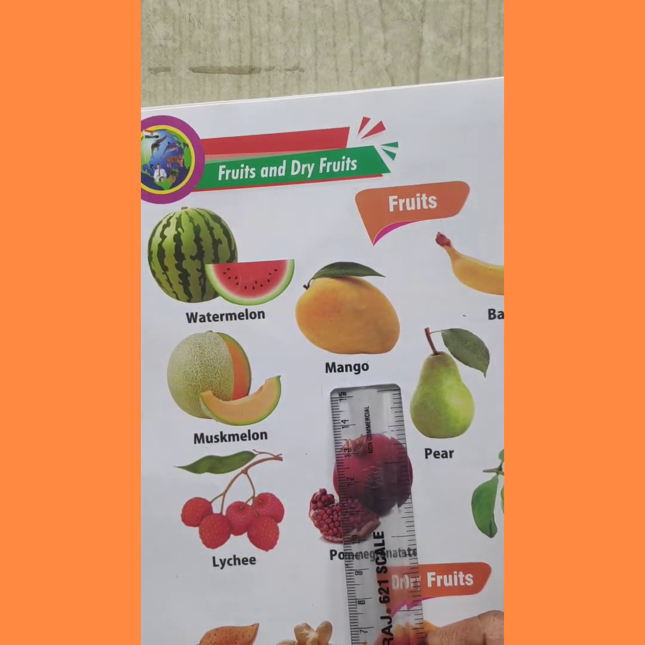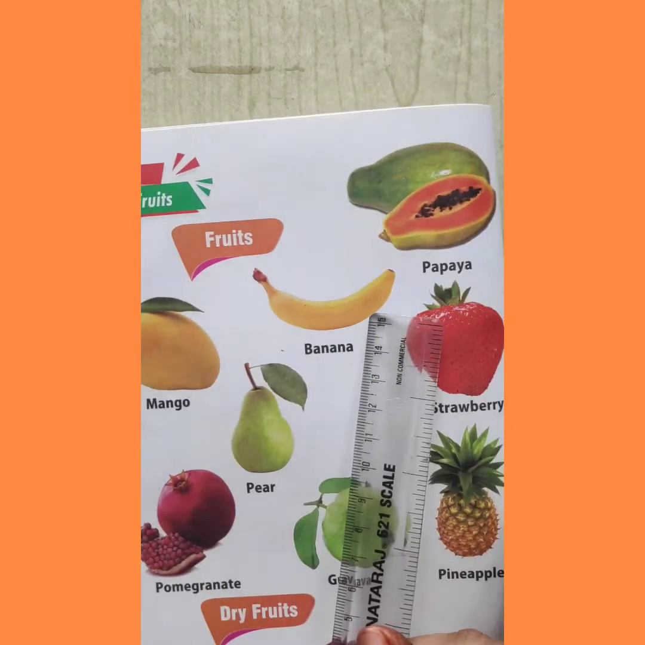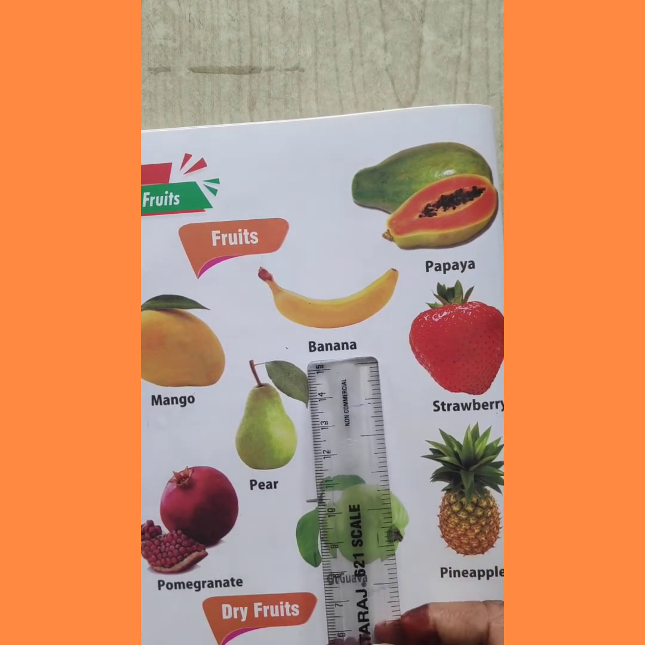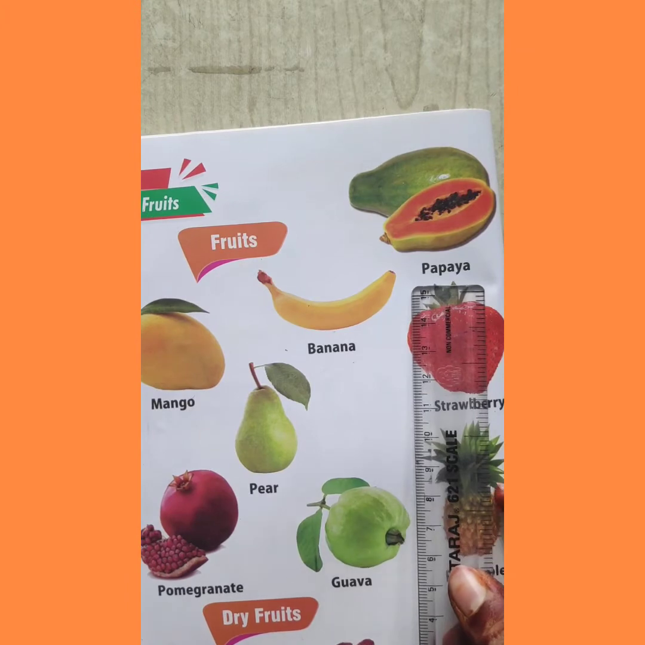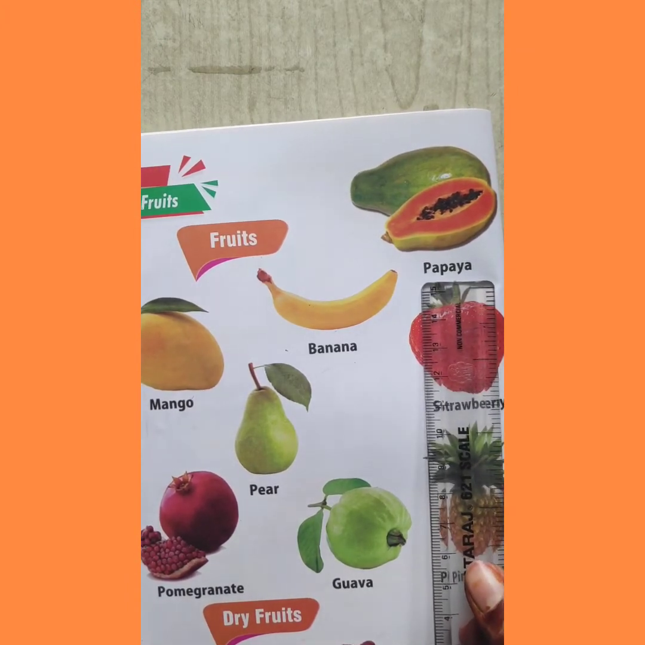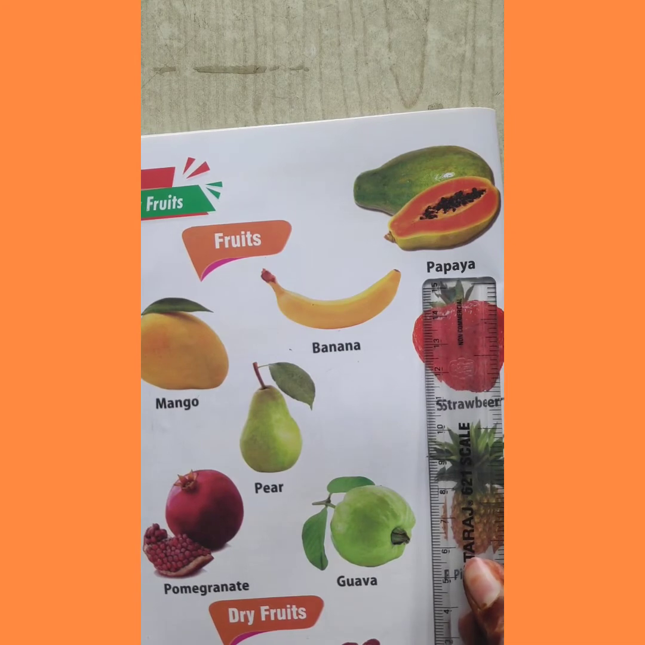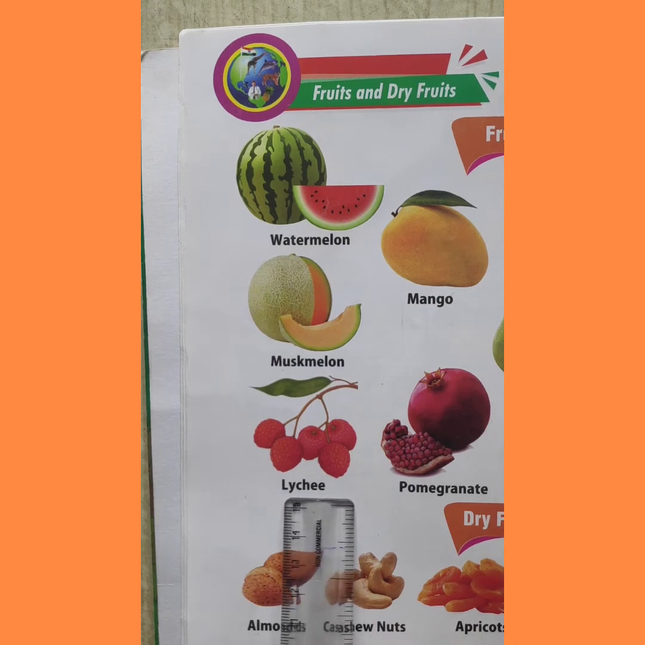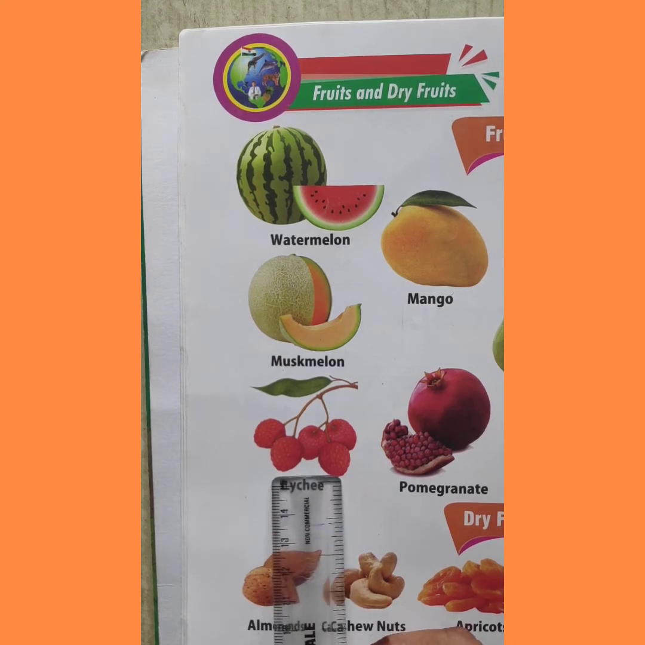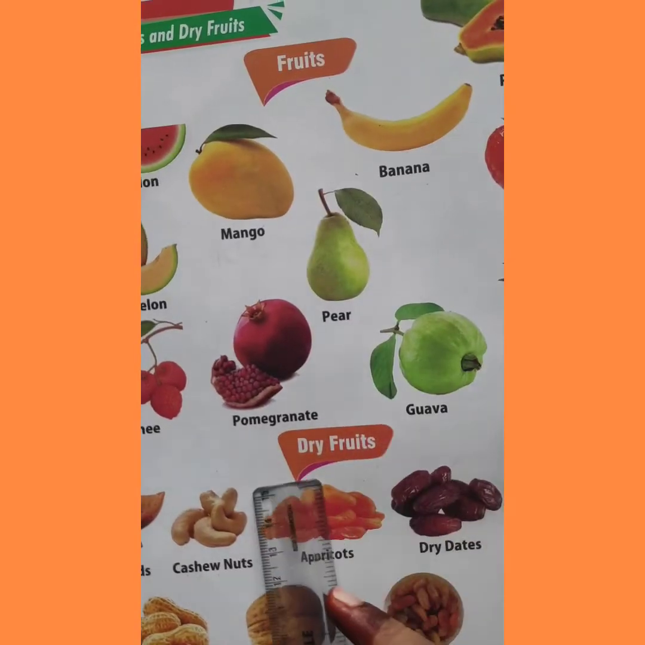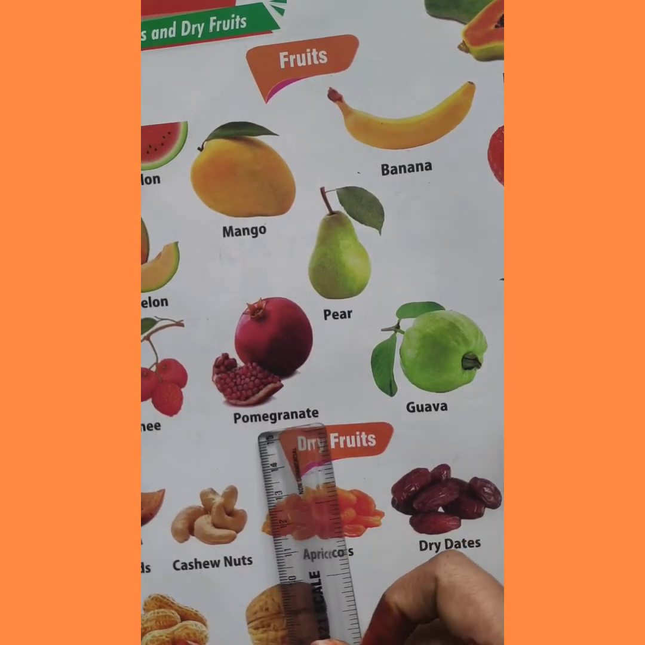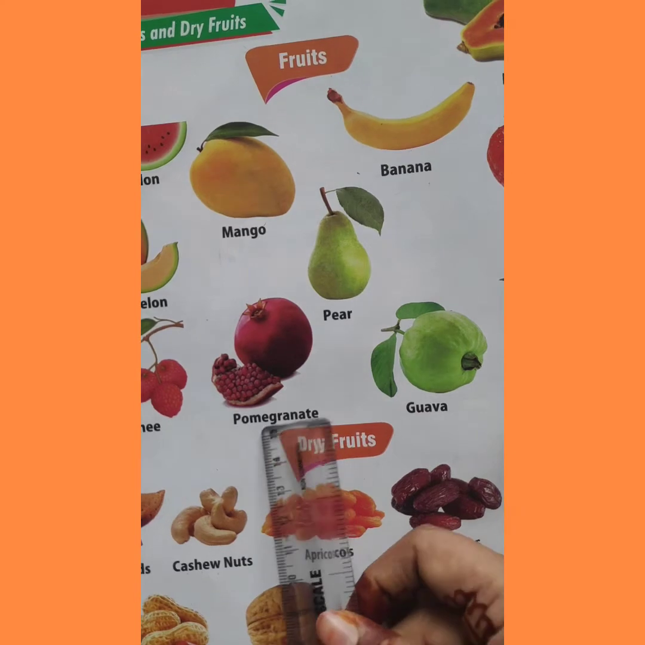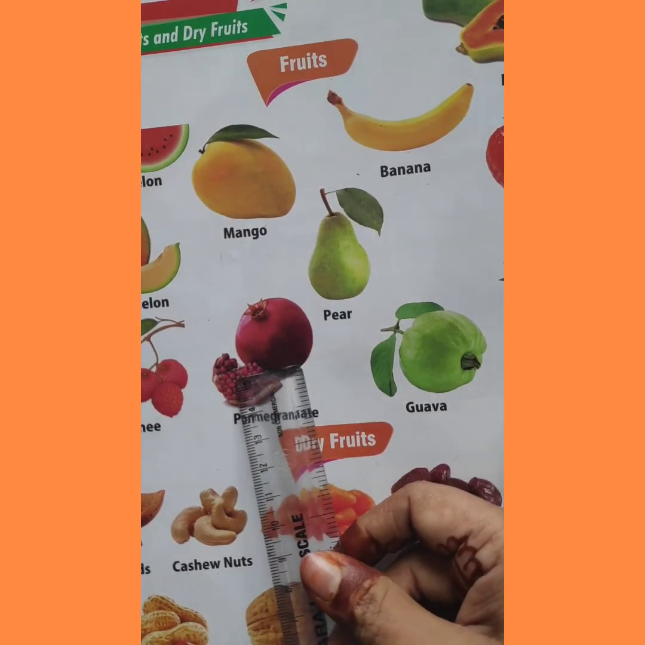Mango. Mango means aam. Banana. Banana means kela. Papaya. Papaya means papita. Lychee. Lychee means lychee. Pomegranate. Pomegranate means anar.